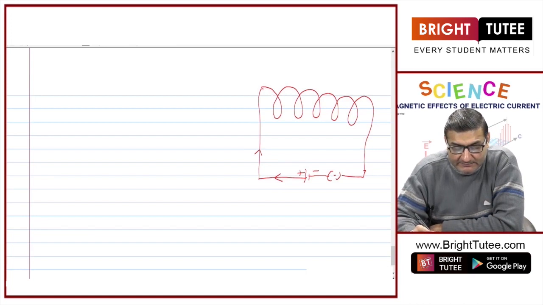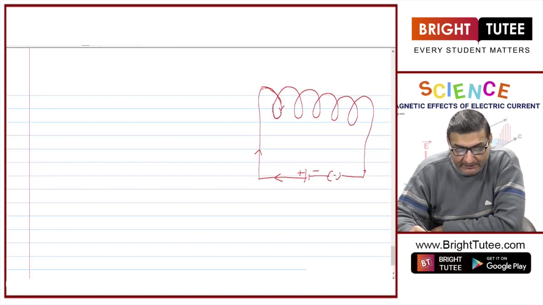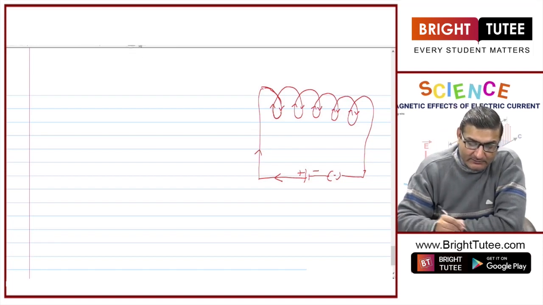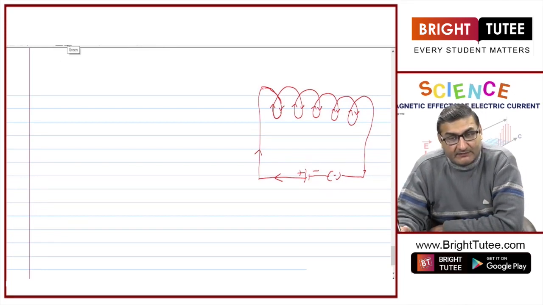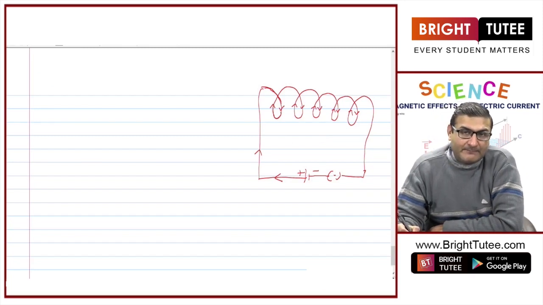Importantly, in this particular part of the wire, the current is going in the downward direction. In this part of the wire, it is going in the upward direction. Again, downward direction, upward direction, downward direction, upward direction, and throughout. Now, importantly, these loops are so close to each other that we will almost get a complete mess of magnetic field lines overlapping each other.